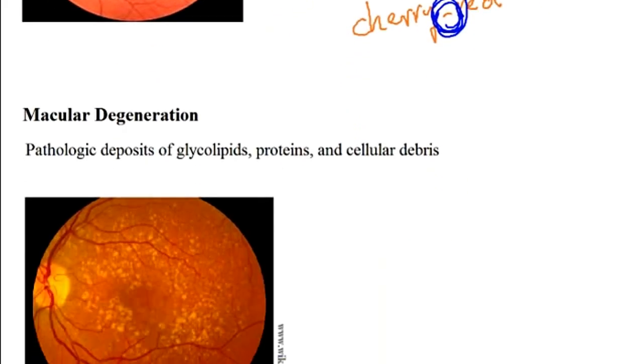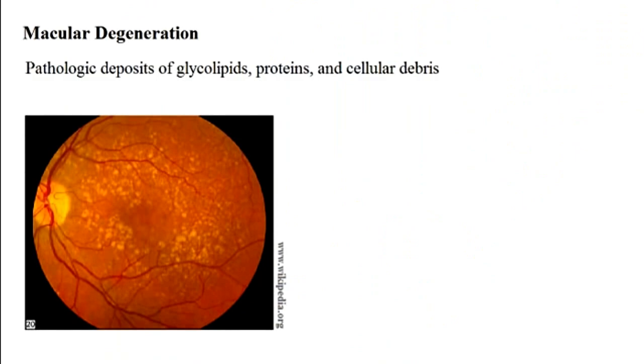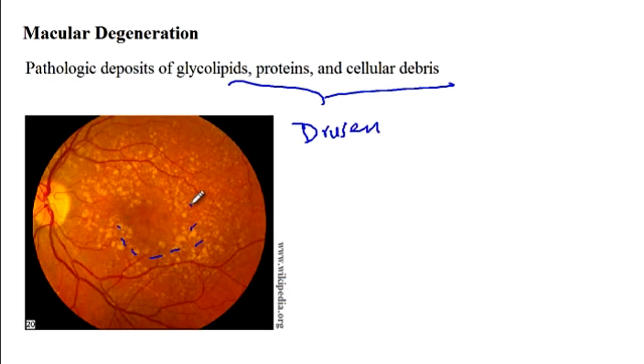The next and final condition is macular degeneration, which is the leading cause of irreversible blindness in elderly populations. And so basically macular degeneration presents initially with the pathologic deposition of glycolipids, proteins, and cellular debris, and these pathologic deposits are referred to as drusen. And here is an example of all these drusen that has been deposited inside the retina.